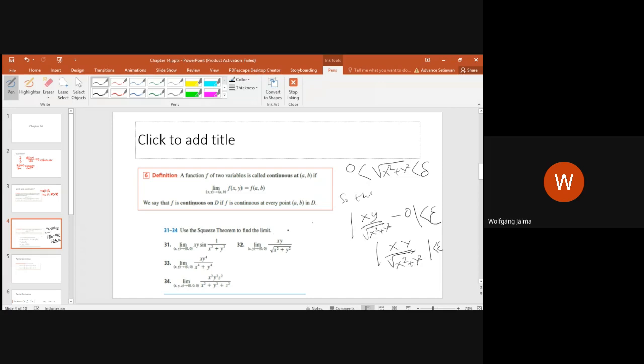Actually, this thing is the same as the square root of x squared y squared over x squared plus y squared must be smaller than epsilon.